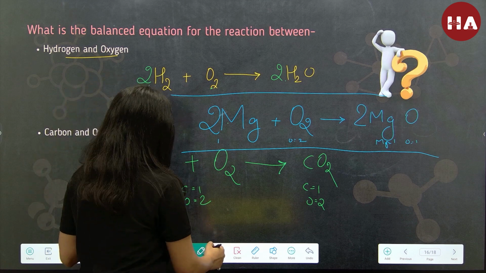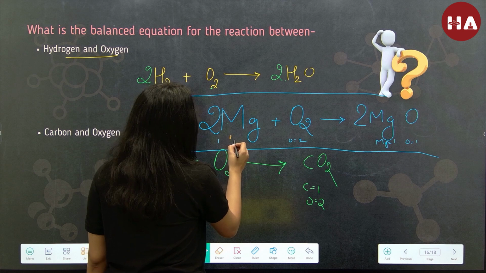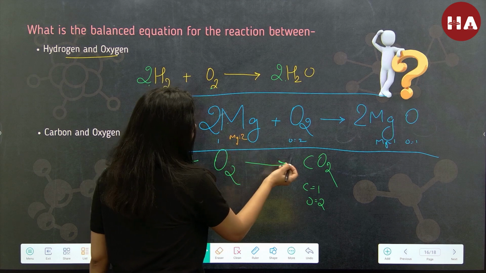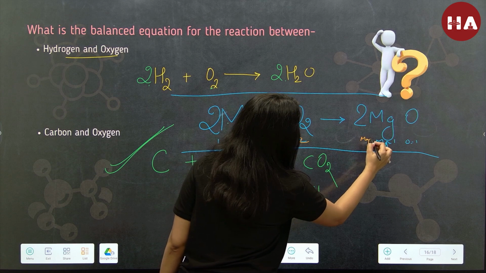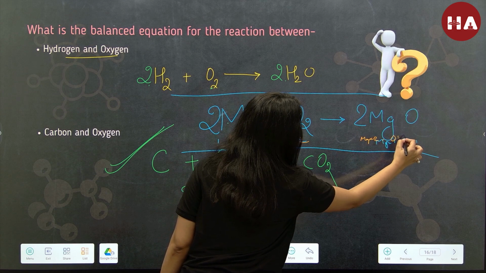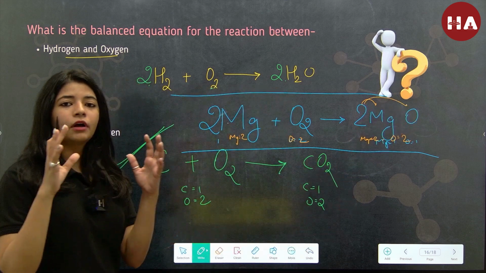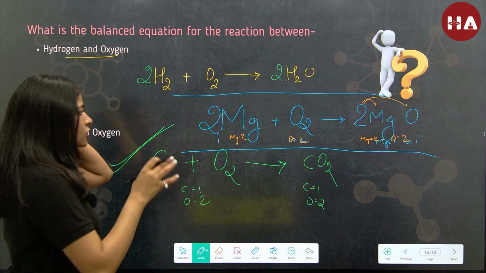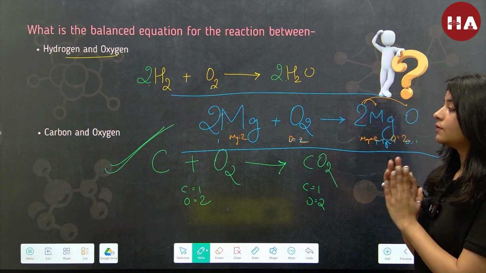Now let's check. How many magnesium are present? 2. How many oxygen present? 2. How many magnesium present? 2. And how many oxygen present? 2. This will be for both of the atoms, right? So this is how we are going to balance any reaction. Quickly take a minute and write down these things.